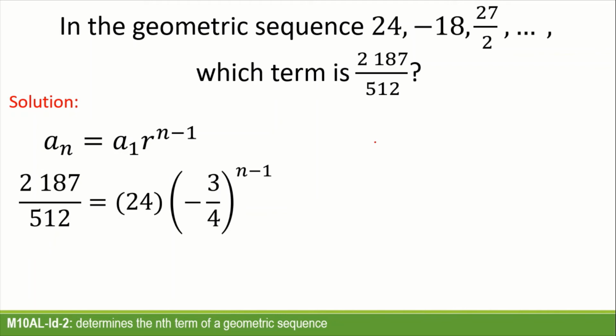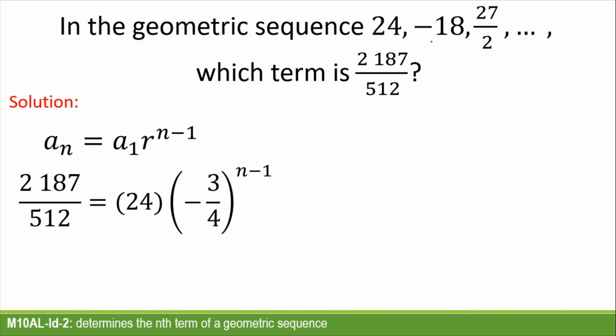So, ang a sub n natin would be the term na hinahanapan natin ng position. And that is 2,187 over 512. First term is 24. At ang common ratio natin ay negative 3/4. Saan galing ang negative 3/4? So, kunin natin ang ratio ng first and second. Pwede rin namang second and third. Kaso, medyo magiging komplikado pagka sinolve mo kasi merong integer tapos may fraction. So, dito na lang tayo sa unang dalawa.